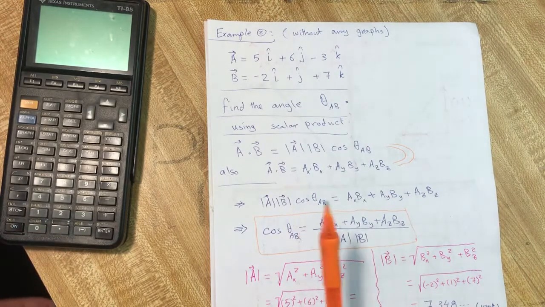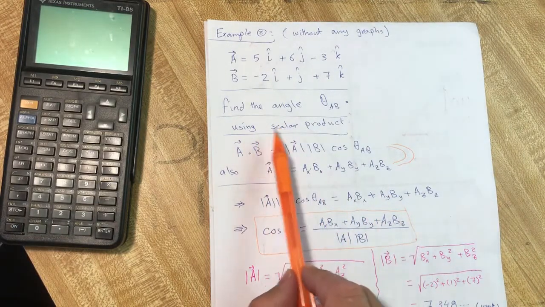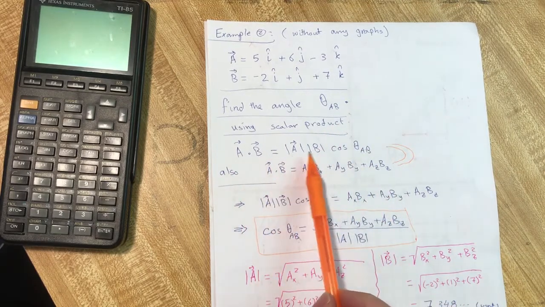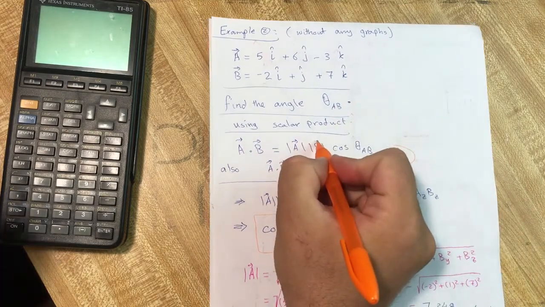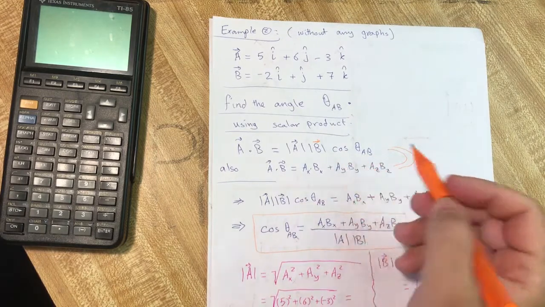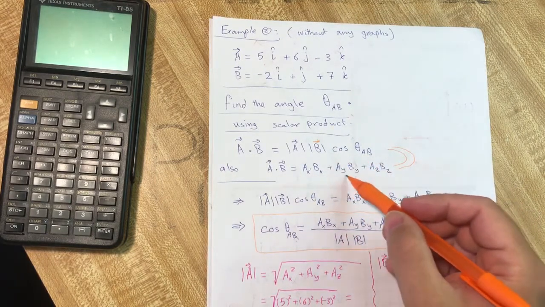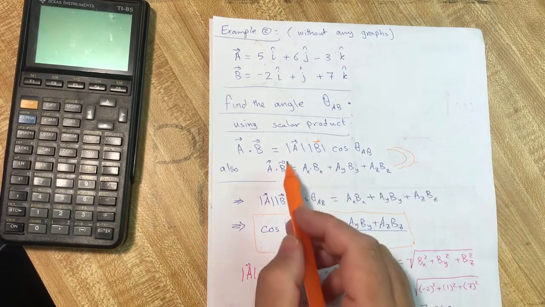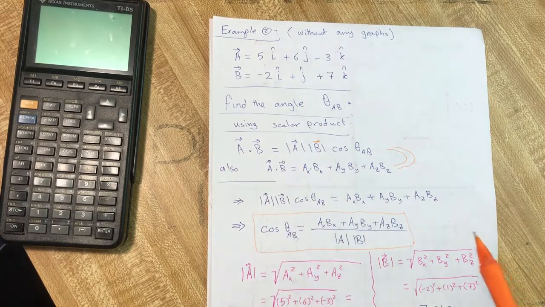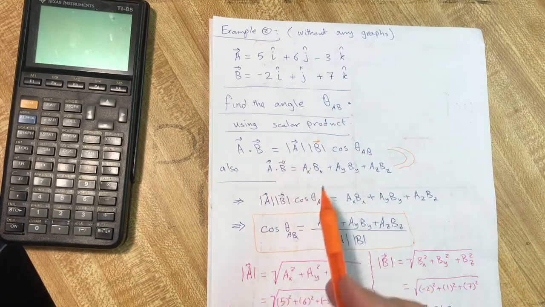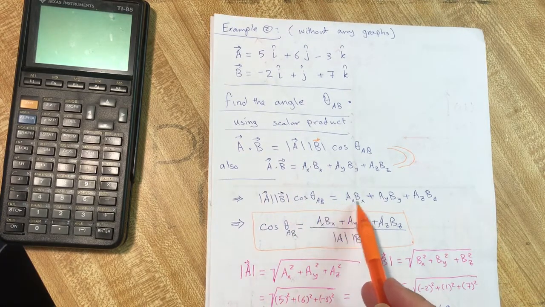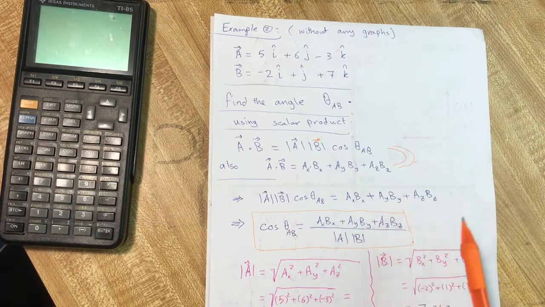Okay, how to do that? Using the scalar product, we can find the angle. We have two methods. A dot B is equal to the length of A multiplied by the length of B cosine theta AB, which is equal also to ax bx plus ay by plus az bz. The two quantities are equal because they are both A dot B. So we can equalize them. A length, B length, cosine theta AB is equal to ax bx plus ay by plus az bz.